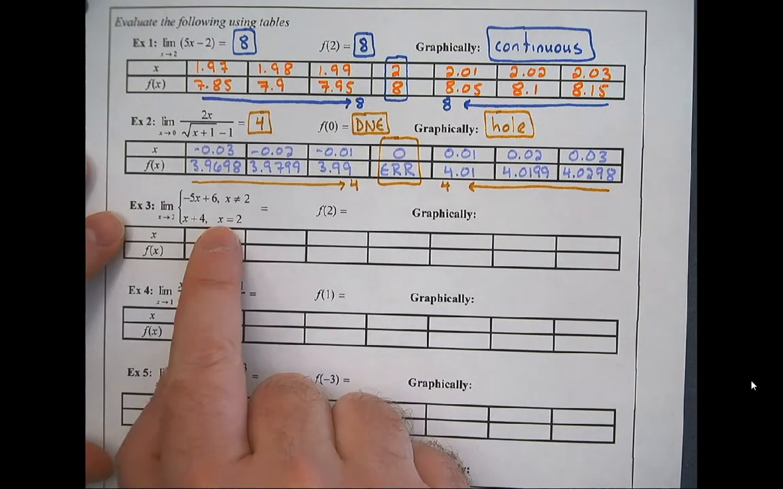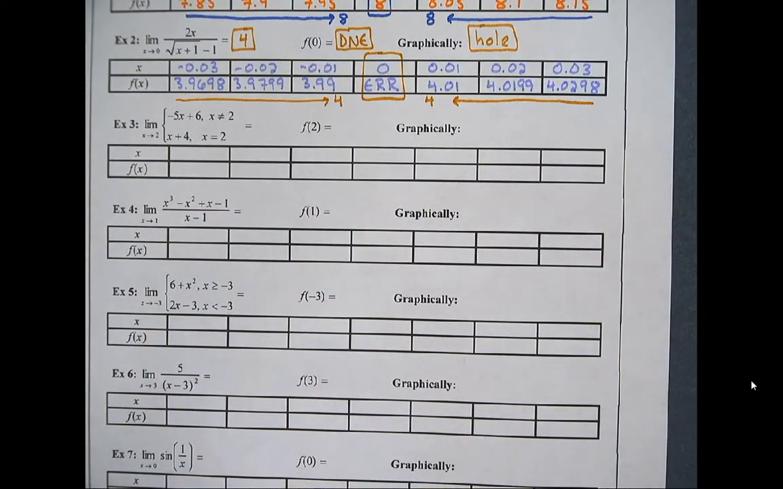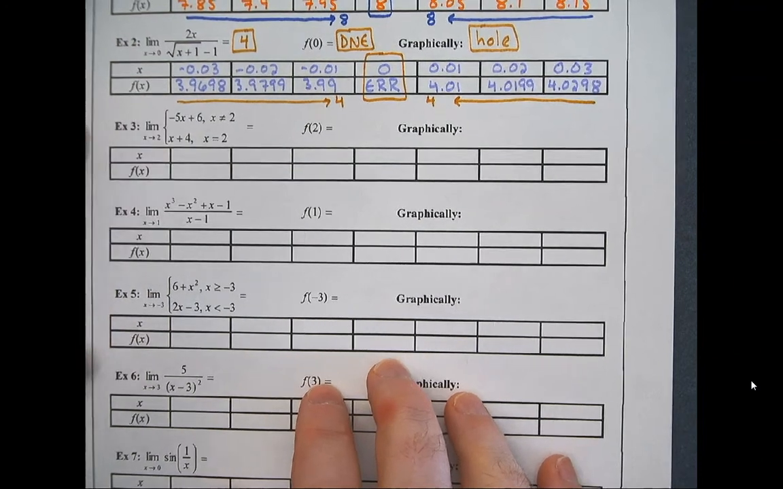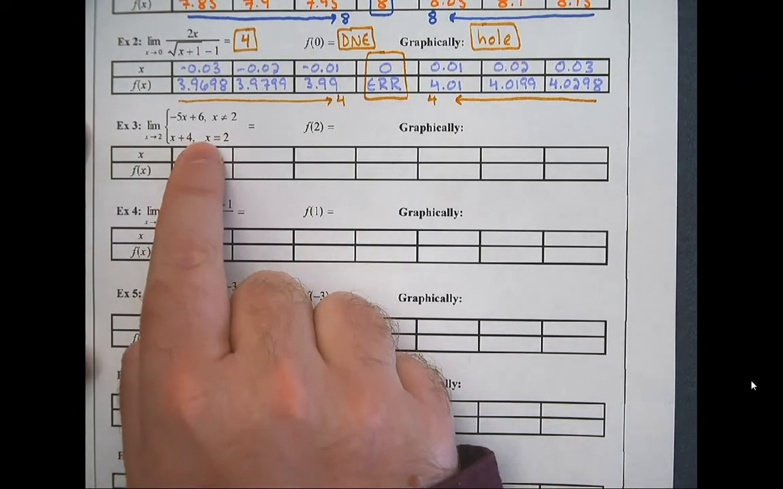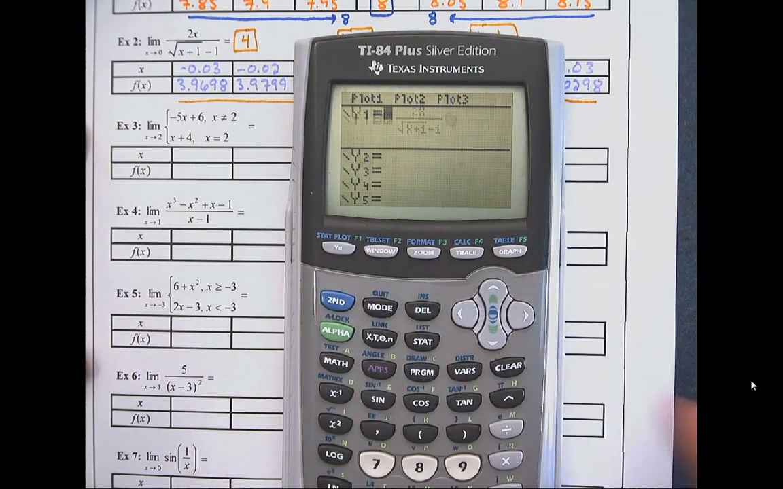All right, here we go again. I've got my function. Now this time my function is a piecewise function. So the tough part here is to show you how to input this into your calculator. I hope you could sketch that, but if you can't, let me show you how to put this in your calc.